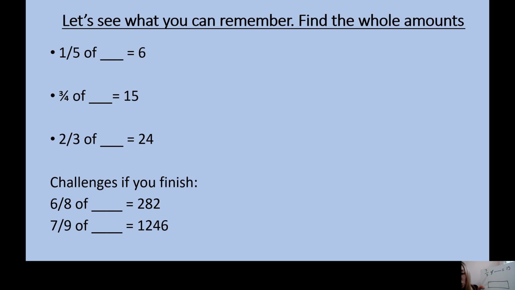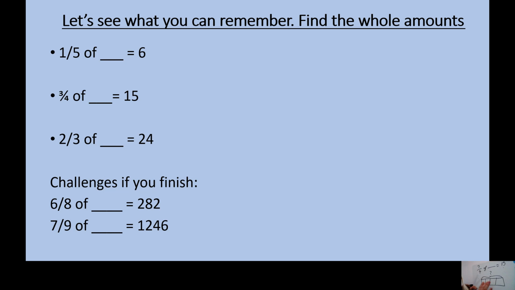This is why we always say to draw your bar because it's visual. You can see what's happening. So I've drawn my bar and I'm splitting it into 4 equal parts. Now, do I know the value of my whole bar yet? No. I'm putting a big question mark above it. But what do I know? I know that 3/4 is worth 15.